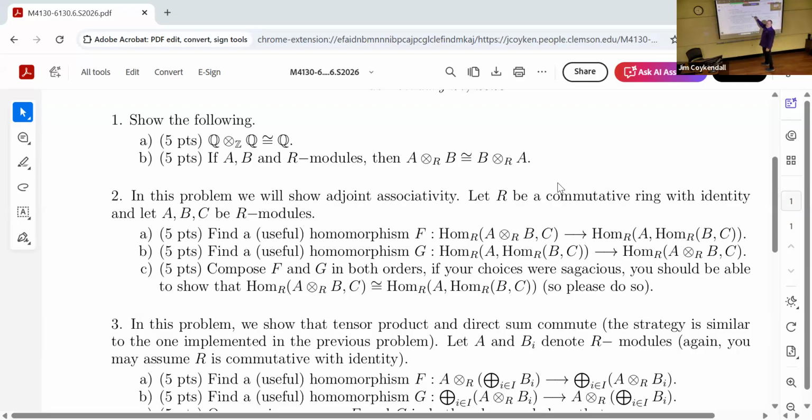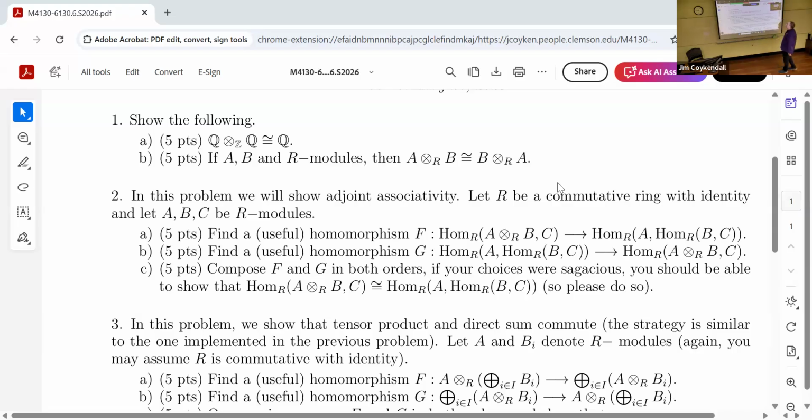So you all were asking about some of this stuff here. First, show that when you tensor Q with itself over Z, it's isomorphic to Q, as a Z module. And show that for any R modules, A tensor B is isomorphic to B tensor A. Not a shock there, I don't think, but there is a little bit of something to show.